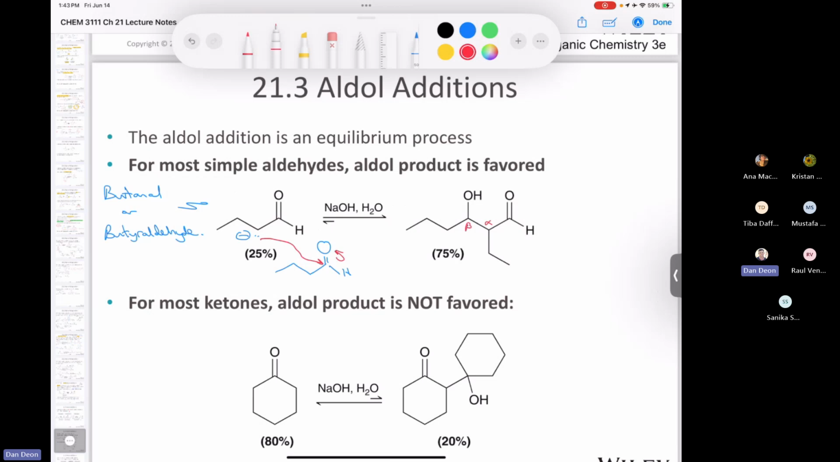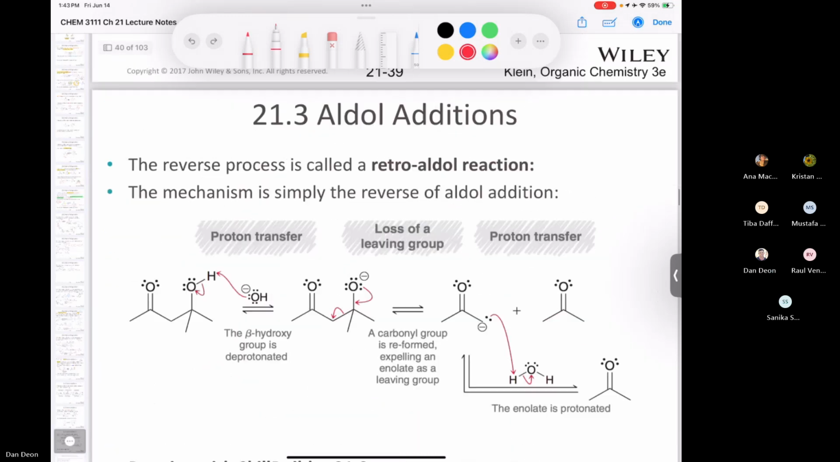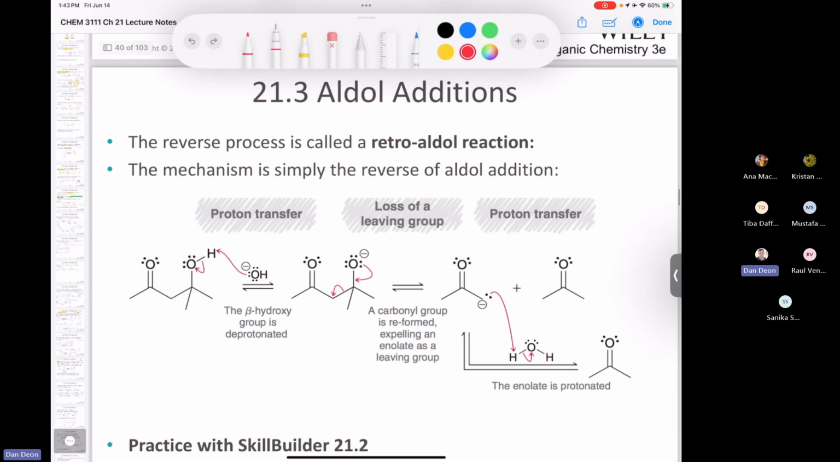Well, it turns out, like I was trying to say, when you have a simple aldehyde, the aldol product actually is favored. But if you have a ketone, it usually doesn't favor the aldol product. It turns out they mostly have the ketone intact, and you only have a little bit. You see here, it's only 20% of the aldol addition product. So if the process goes forward, but then it goes back to your initial starting materials, we call that a retroaldol reaction.